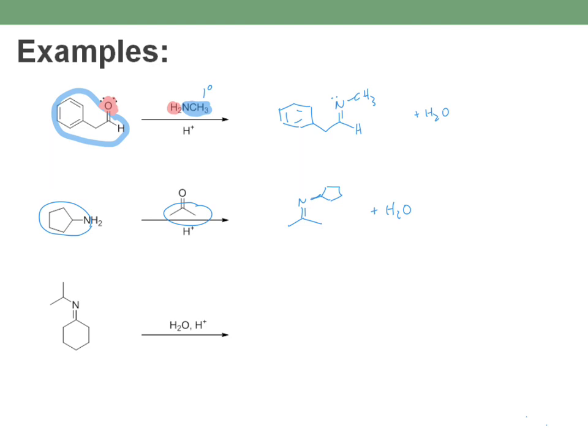Notice that it doesn't matter if the amine is on the left-hand side or the right-hand side, who cares? The point is that you have an aldehyde or ketone, you have ammonia or a primary amine, and you have an acid catalyst. That's what you're looking for.